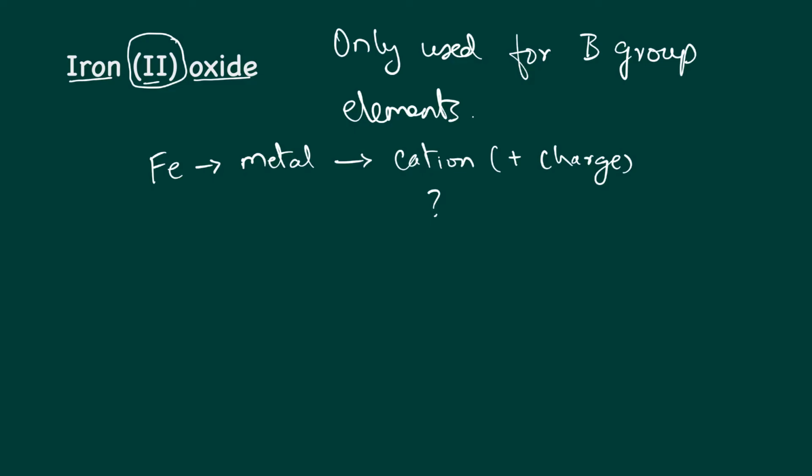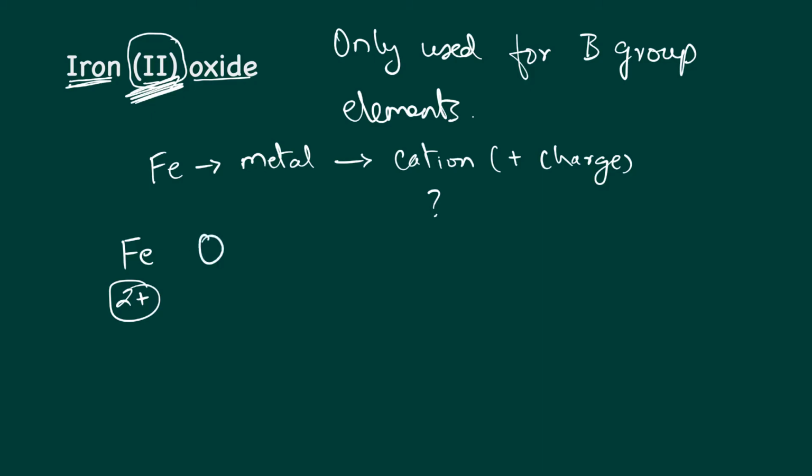Now that is going to be determined by this Roman numeral. So when you see iron followed by a Roman numeral, in this case, that Roman numeral is 2. You will put the symbol of iron, which is Fe, and you will make it 2 positive. Then the rest of the problem is really simple.